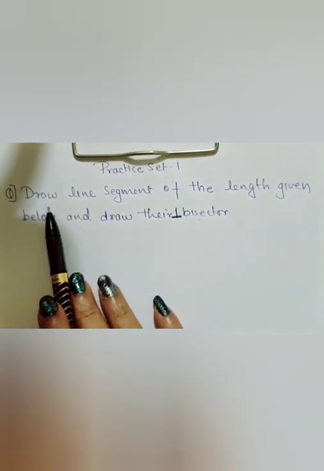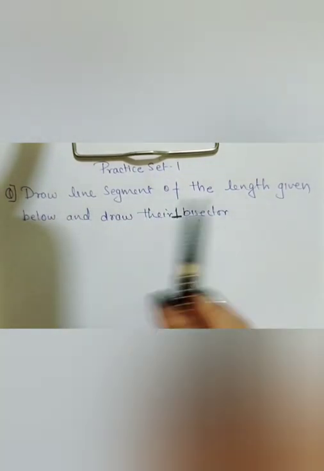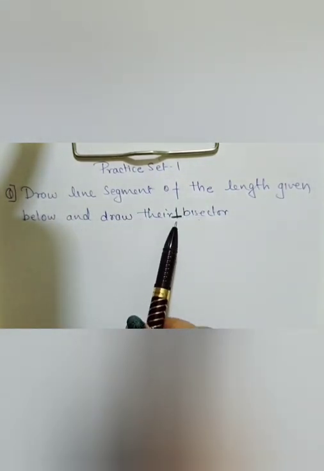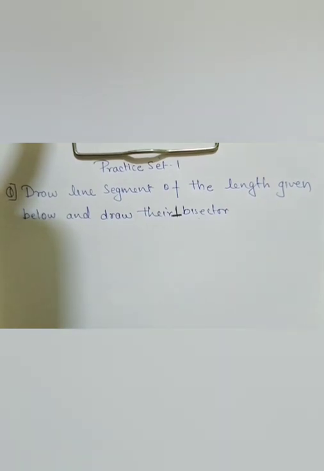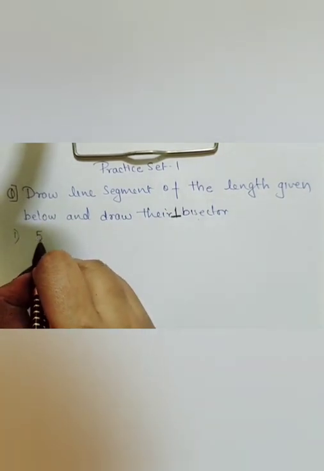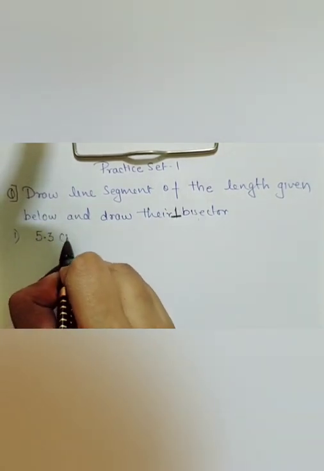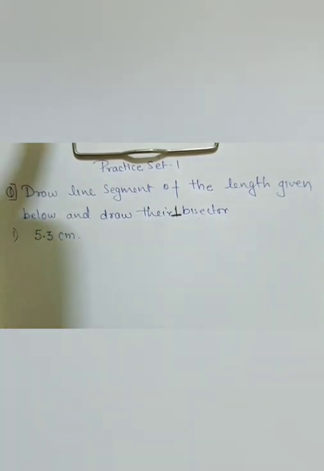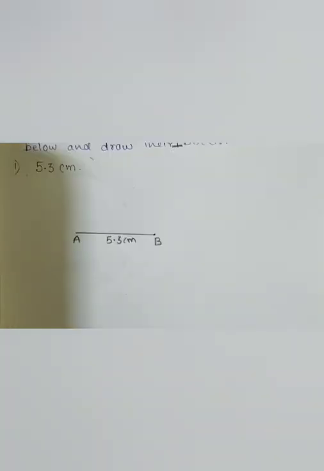Practice set 1. Draw line segments of the lengths given below and draw their perpendicular bisectors. So what is the first one? It is given 5.3 centimeter. So I am writing 5.3 centimeter. Okay. Now we are going to draw a line segment of 5.3 centimeter.